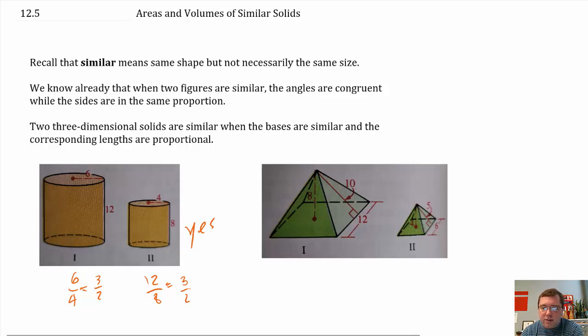How about these two green pyramids here? Their bases are both squares. Their bases are similar to each other then. The heights are a ratio of 8 to 4, which reduces to 2 over 1. The slant heights are 10 to 5, which also reduces to 2 over 1. And then the side length of the base is 12 to 6, which also reduces to 2 over 1. So yes, they are similar with a scale factor of 2 to 1. The scale factor on the first example of the cylinders was 3 to 2.